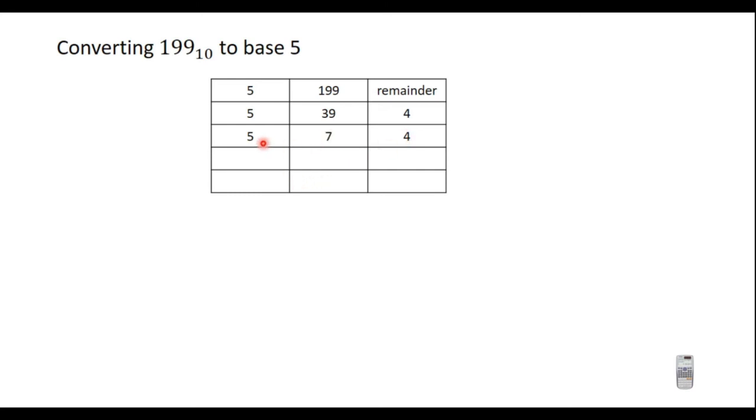You divide 7 by 5. The whole number is 1. The remainder will give us 2. Now since 1 is smaller than 5, we write 1 here. So in picking our answer, it is 1, 2, 4, 4. So if you convert 199 base 10 to base 5, you have 1244 base 5. So we can say that if you are converting 307 base 8 to base 5, you are going to have 1244 base 5.